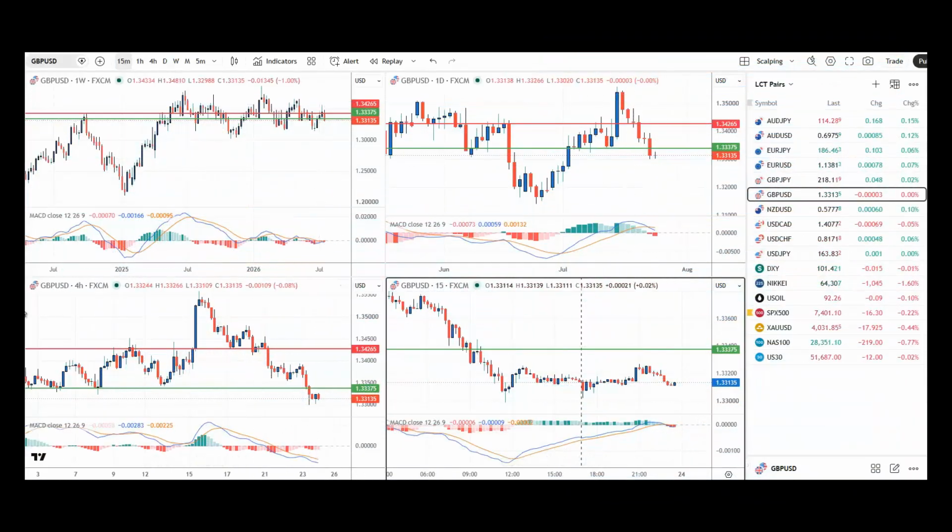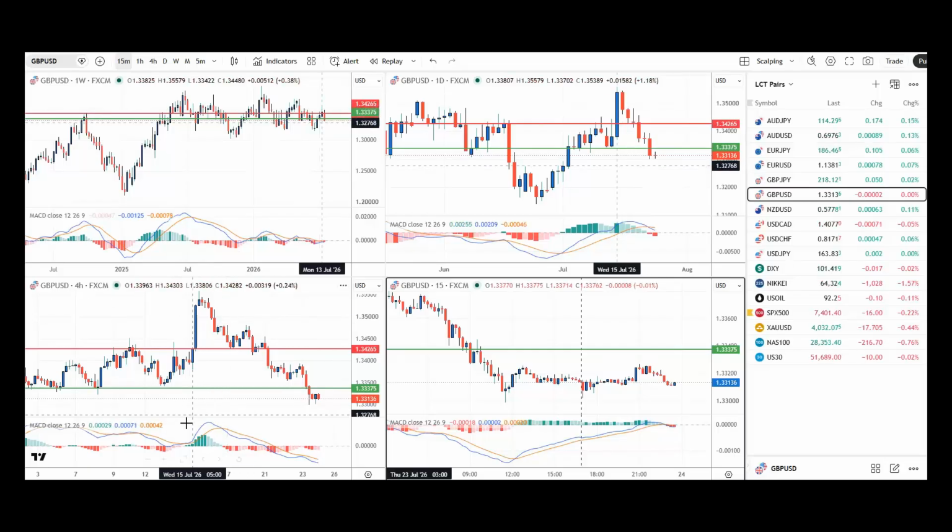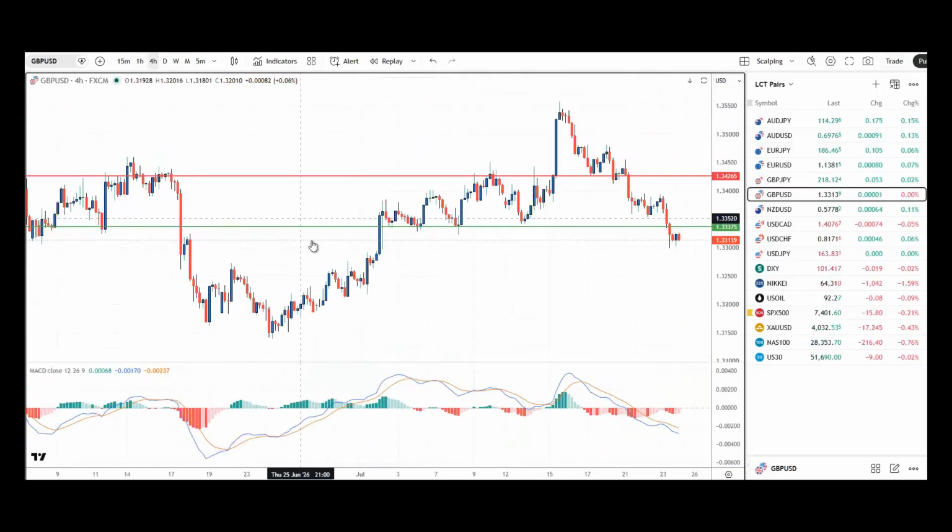Okay, so this happens to be the British pound US dollar pair. It doesn't matter. It's the same thing. It has nothing to do with it. It works on any pair.